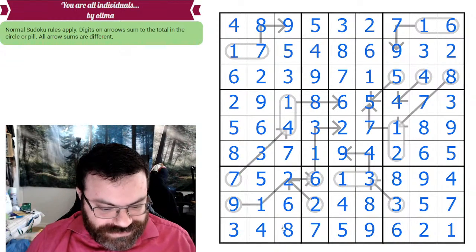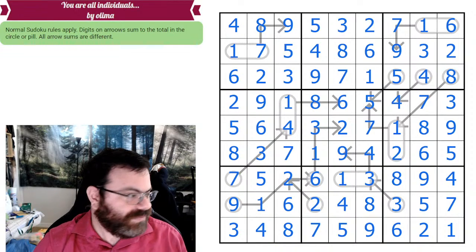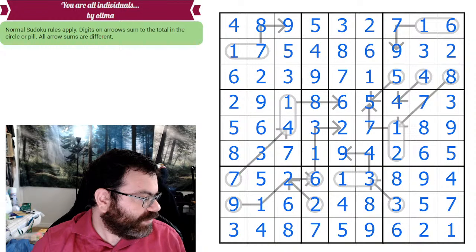We're getting through the puzzles. That's good. Enjoying it. This one will be fun, I'm sure.